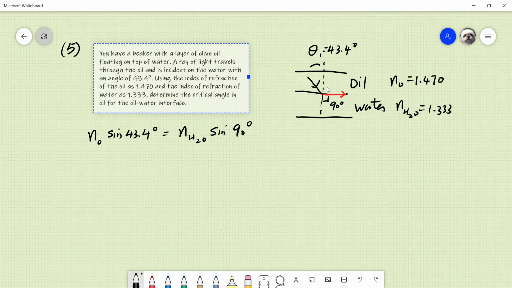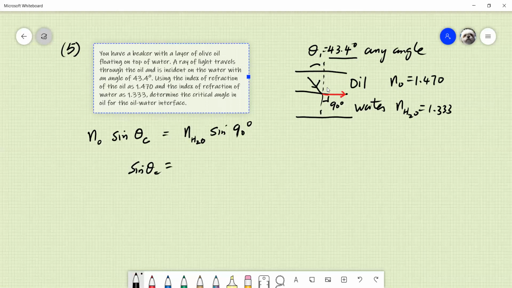Okay, let me write it. So water. Using the index, oh, we don't need this angle here. This angle is just any angle, right? We are looking for the critical angle. 43.4 is not a critical angle, 43.4 is just an angle. Now then, what is the theta C?